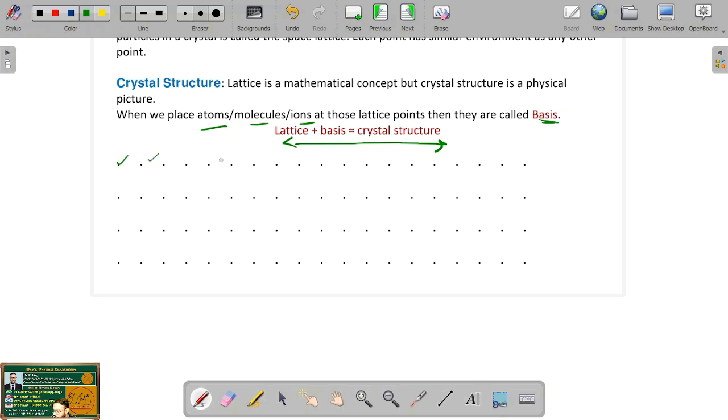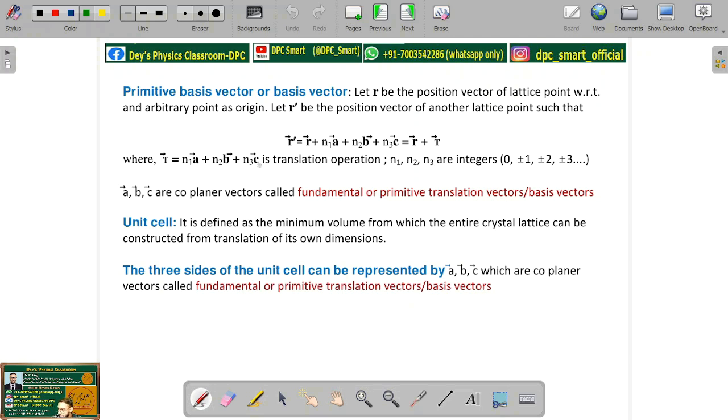Suppose these points are lattice points. They are arranged periodically and each of the points has the same environment as any other point. This point or this point or this point. All points have the same environment as any other adjacent points.